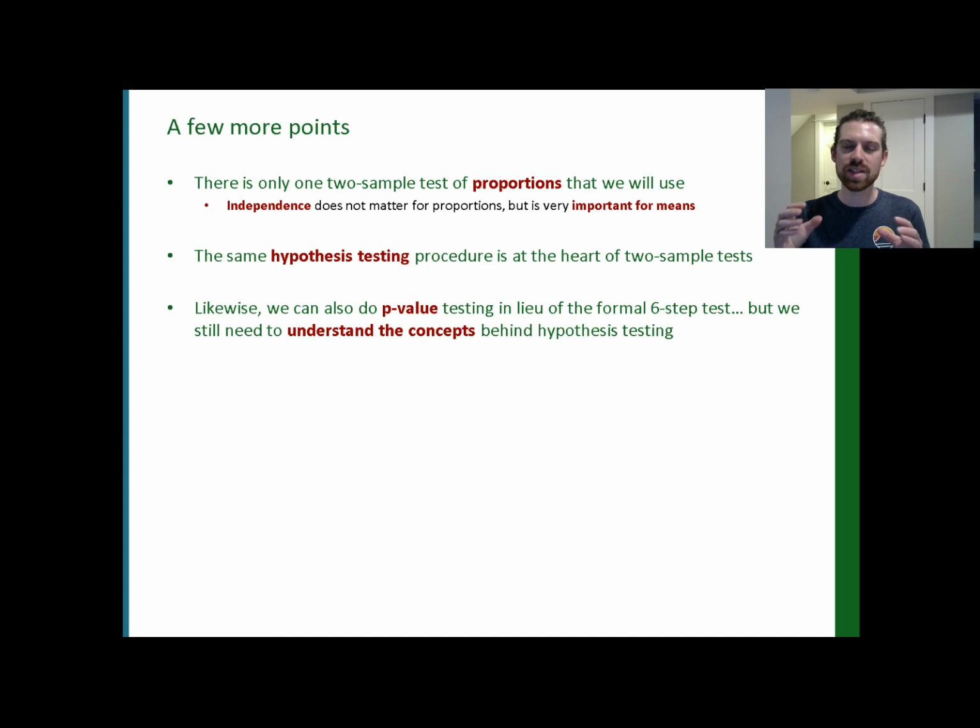The hypothesis testing procedure is central to the way that we carry out the 2-sample tests, but we're not going to go through those 6 steps that we went through in the previous lecture. Basically, we're going to be using p-values. That will be indicative of whether there's some sort of significant finding with the test statistic that we've just produced from the data sets.